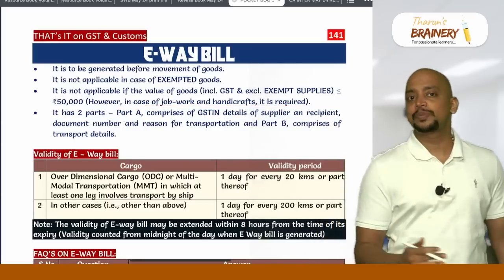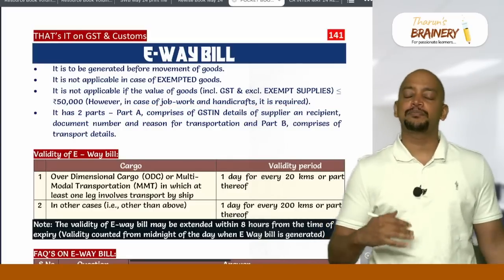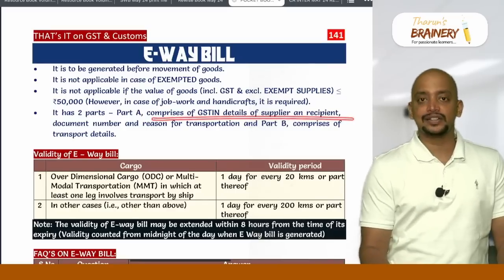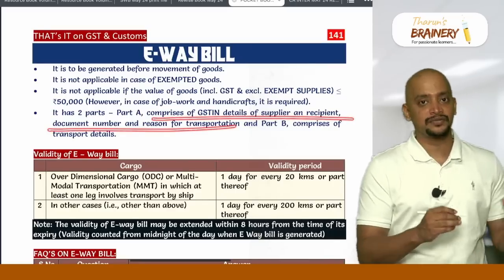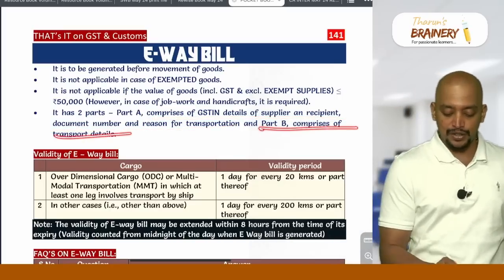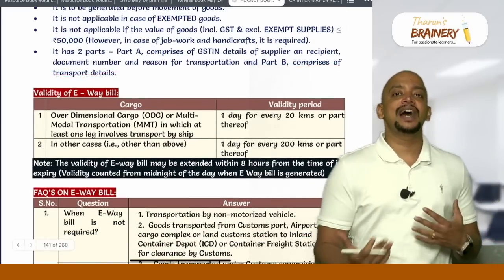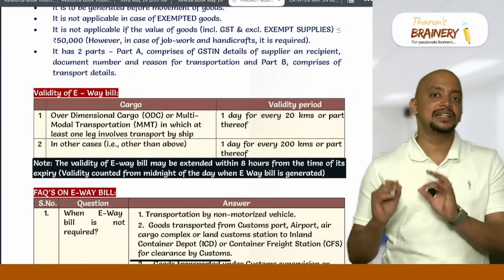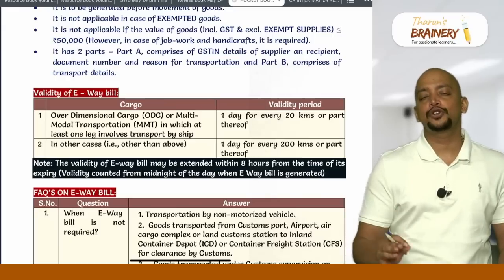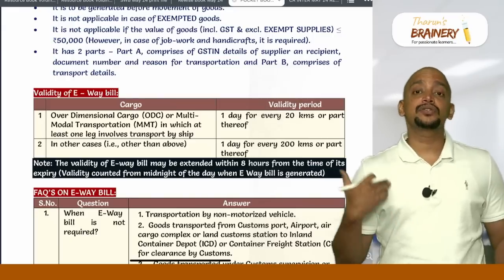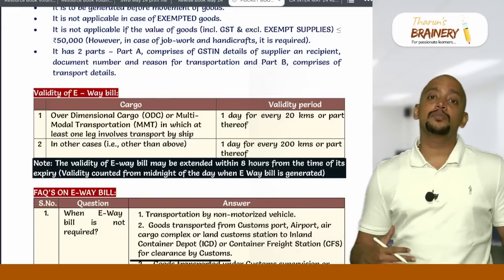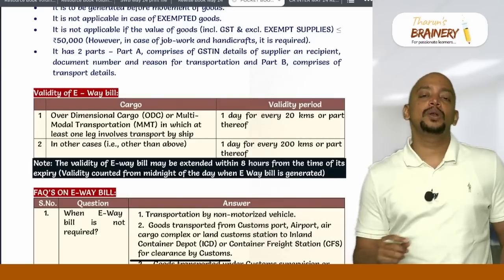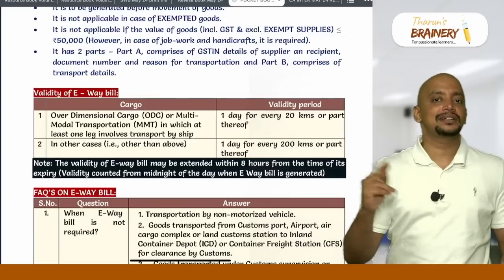And e-way bill has two parts. Part A contains the invoice details and part B contains the vehicle details. So part A contains GSTIN and details of supplier, recipient, document number and reason for transportation, whereas part B comprises the transport details. And what is the validity of the e-way bill? So e-way bill once generated will have a validity of 1 day for every 200 kilometers or part thereof. In case of over-dimensional cargo or multi-modal transportation where one leg of the journey is by vessel, then it will be 1 day for every 20 kilometers or part thereof.